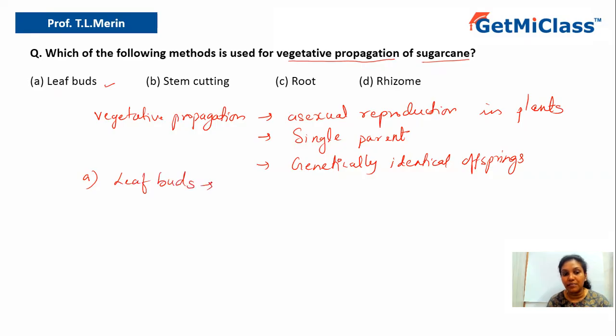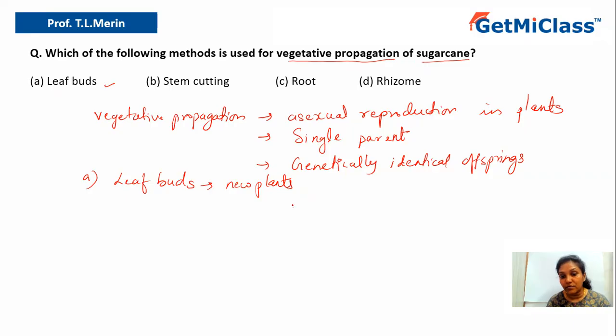Leaf buds produce tiny buds as the name indicates, and these will give rise to new plants. But sugarcane is not a leaf plant, it's a stem plant. Like we actually eat the stem of sugarcane. Though it has leaves, leaves cannot be utilized for vegetative propagation. We are not talking about tissue culture here. We are talking about vegetative propagation.